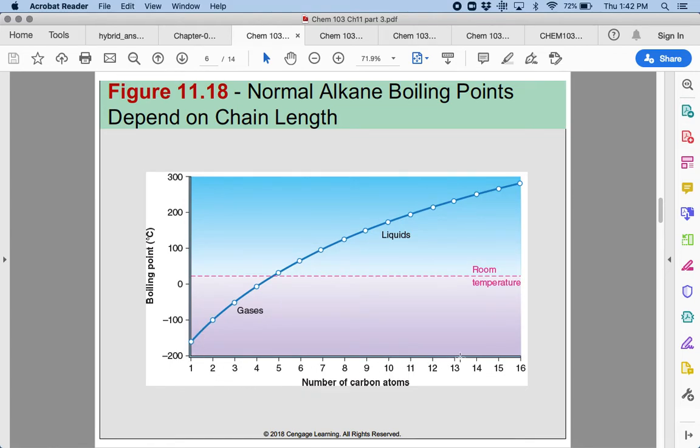This is the number of carbon atoms. So methane, ethane, propane, butane, pentane, here's decane, and then we're going on and on from there, all the way up to 16 carbons in the chain. Here are their boiling points. We can see as we add more carbons that we're getting higher and higher boiling points. We can also see that there's a distinction. Here's room temperature, which means up until we hit about butane, we are a gas at room temperature. And then around 5 carbons and up, we will be liquids at room temperature.